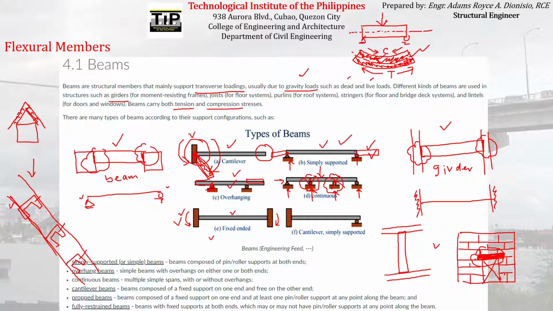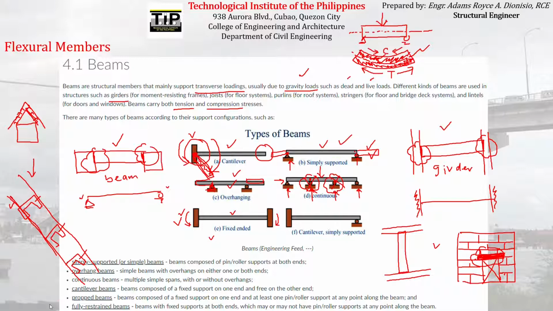Yung dalawang support na yan. So yung mga redundant supports, hindi naman talaga siya kailangan totally. Pero syempre may purpose yan, kaya siya nandyan. It serves other purpose, that's why nandyan siya. So ganyan yung continuous: simply supported na nagkaroon lang ng intermediate supports. Okay, so continuous siya over this redundant supports.